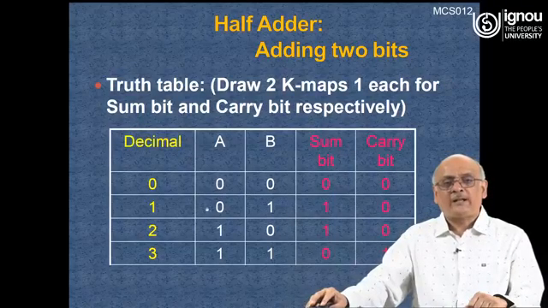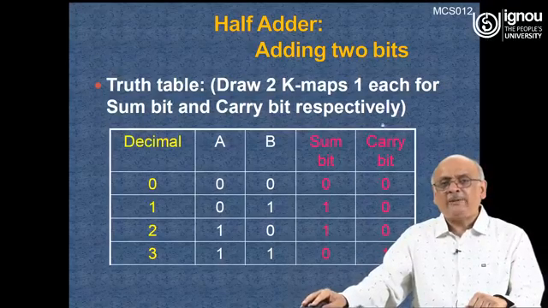So what will you get? The first term is going to be A prime B and the second term is going to be A B prime. So that is how you will get A prime B plus A B prime for the sum bit.